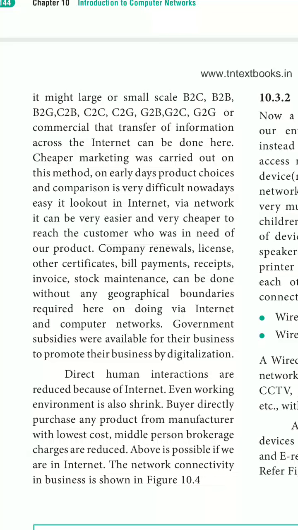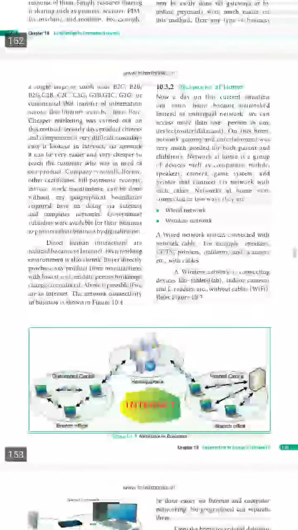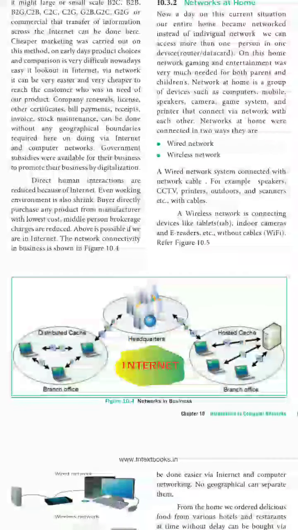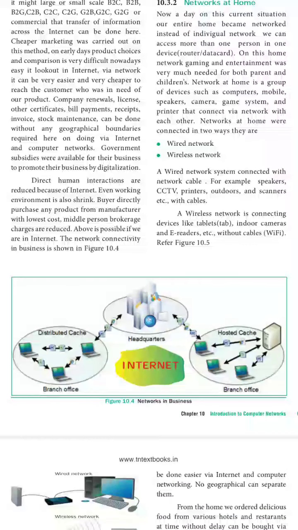The network connectivity in business is as shown in figure 10.4. Okay, so this is the business distribution through the internet. Headquarters will be somewhere, and branch offices will be in all the locations, so they share the data by using this internet.